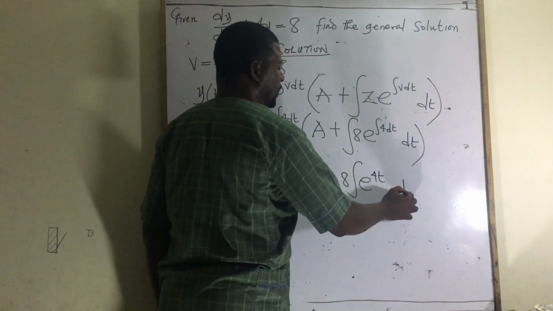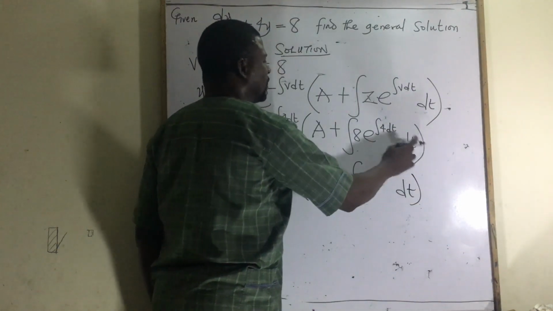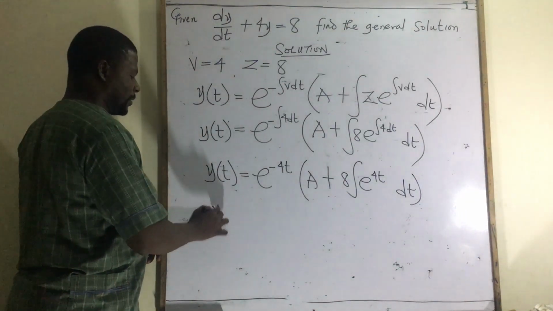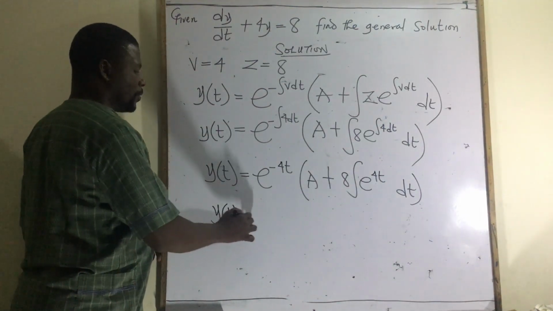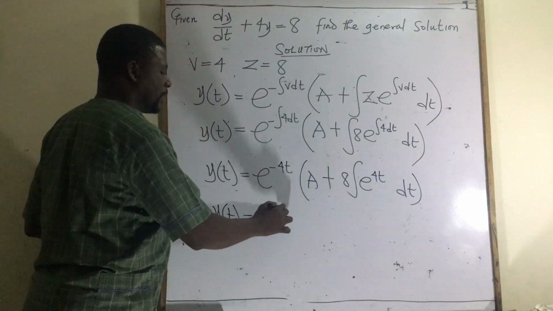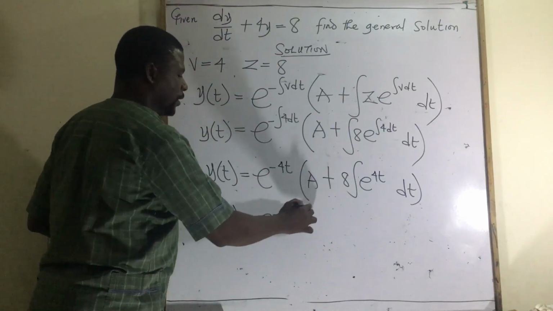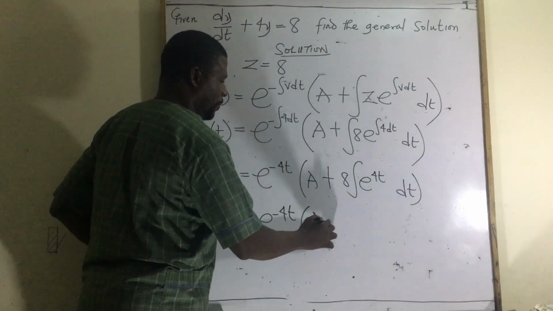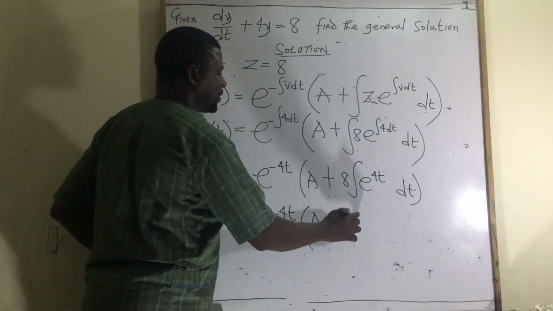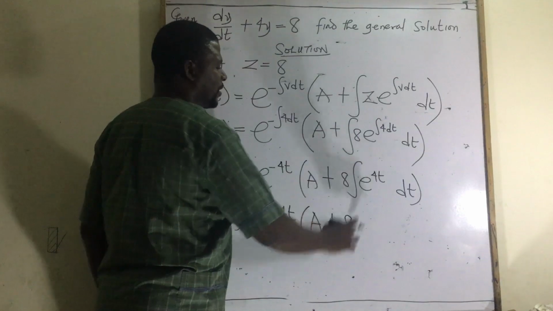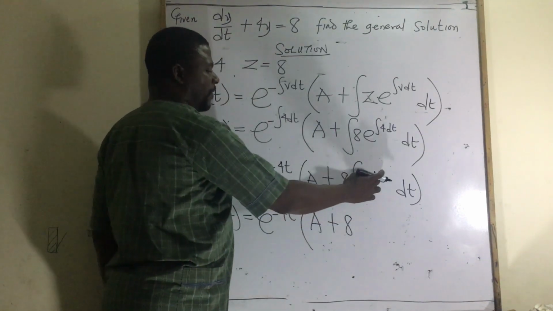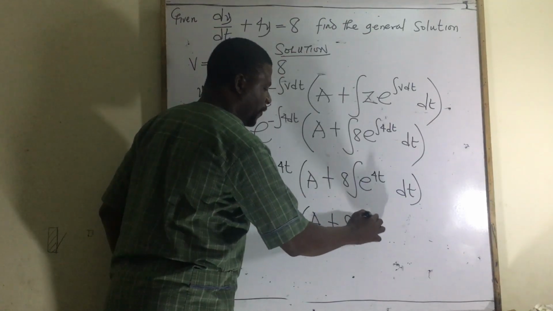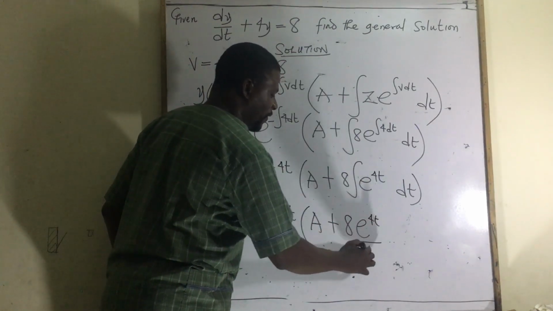Okay, then dt, this dt that is here. Then after you have done that, your y(t) will now be equal to e to the minus 4t into a plus 8. Now if you integrate 4 e raised to power 4t, it is going to give you e^4t over 4.